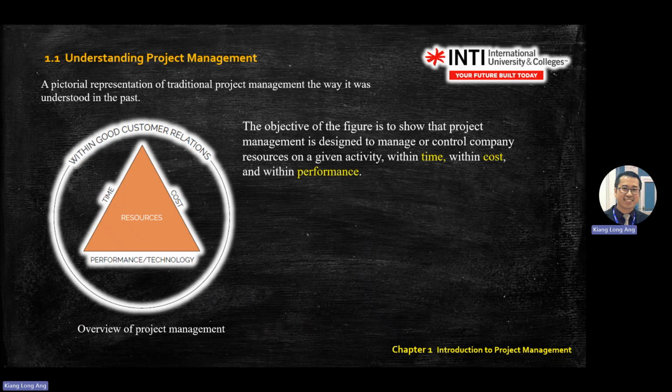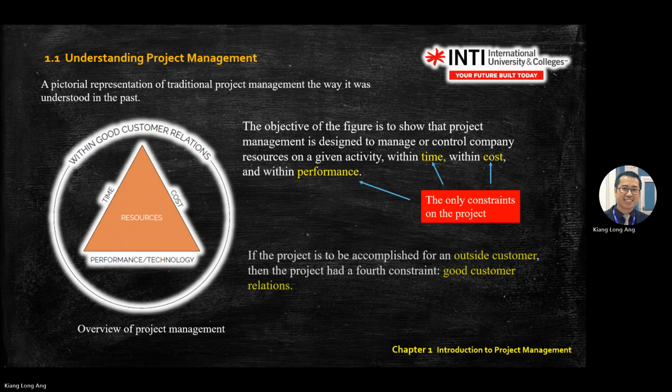Okay. So traditionally, for the project success definition, we look at time, cost, and resources. Time, cost, resources, and the performance here. So basically, your resources actually refer to time, cost, and the technology that you have. So the things that control whether your project succeeds or fails are time, cost, and performance.